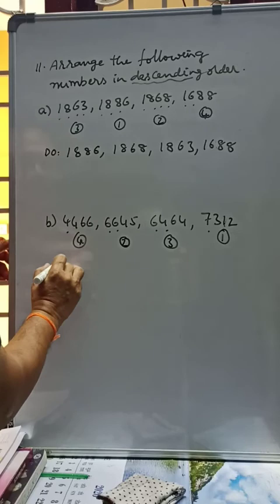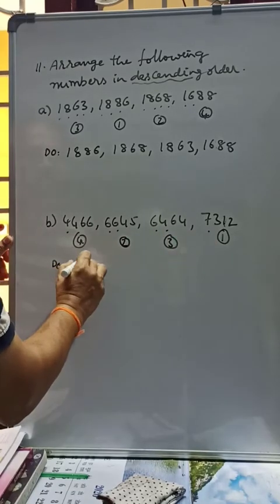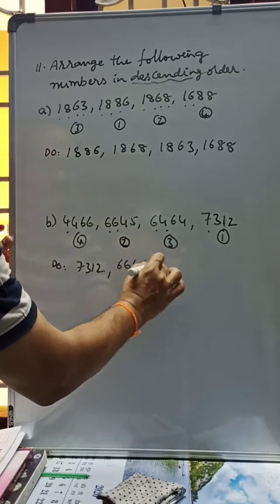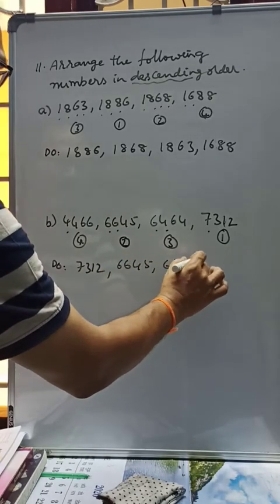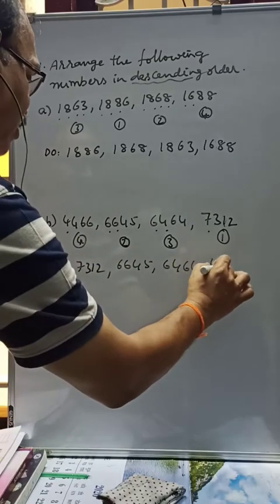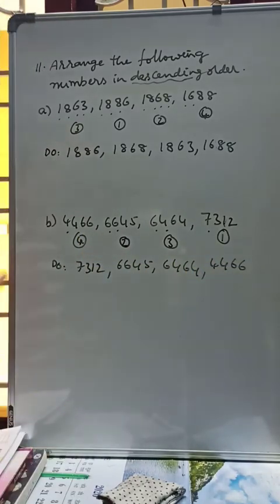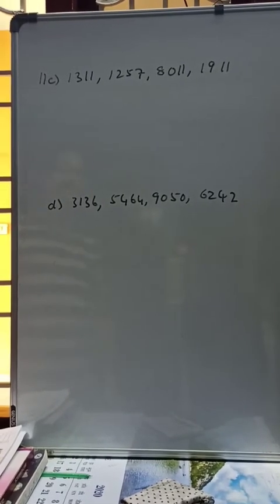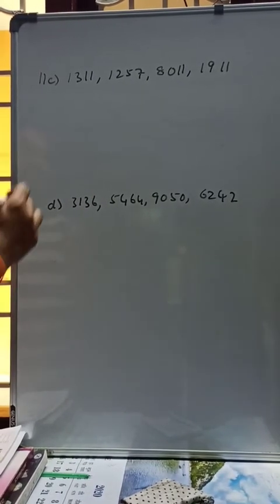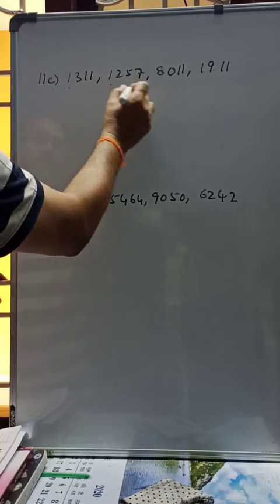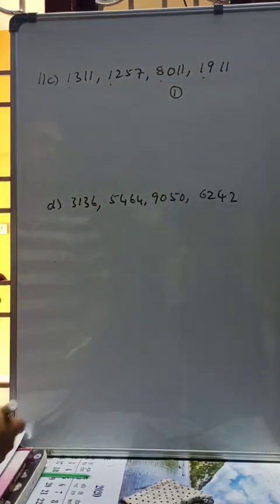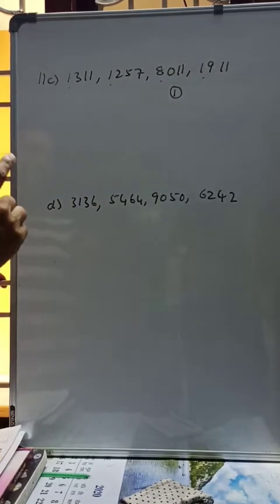So writing in the descending order, we have first number 7312, second number 6645, third number 6464, last number 4466. Then 11C. Here also we have to write in the descending order. Comparing the thousands places, 1, 1, 8 and 1. 8 is the biggest number, so you give 1 to the 8011.